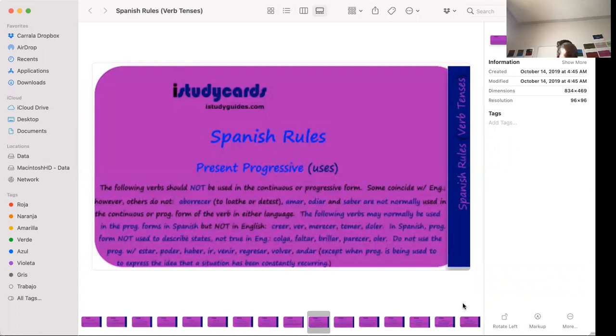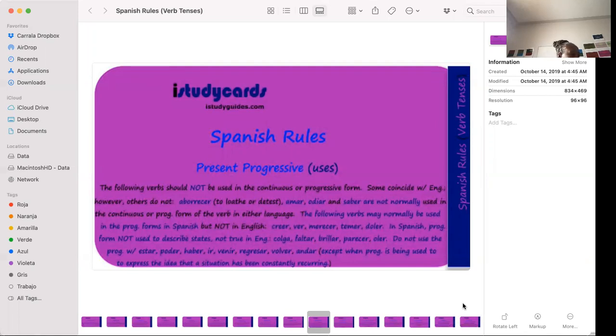The following verbs should not be used in the continuous or progressive form. The continuous or progressive form, because I'm not reading exactly from the card, is the present participle form. In English, it's the -ing form. In Spanish, it's the -ando, A-N-D-O, or -iendo, I-E-N-D-O form. The -ando or -iendo is the -ing form of the verb.